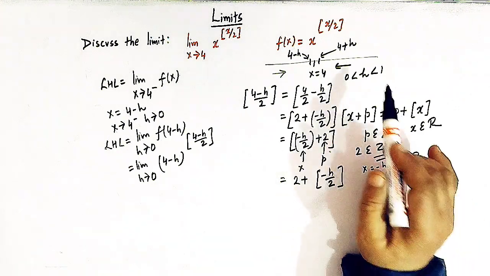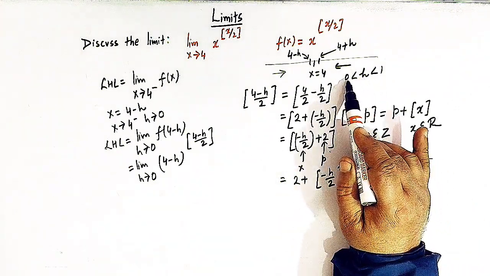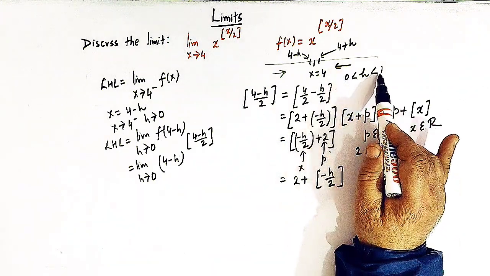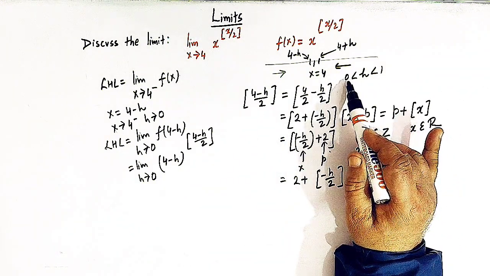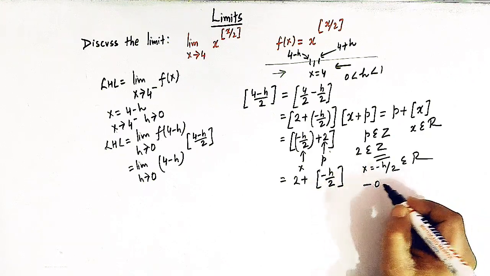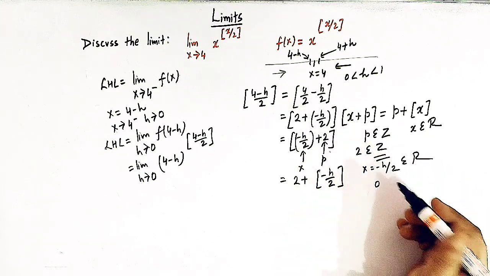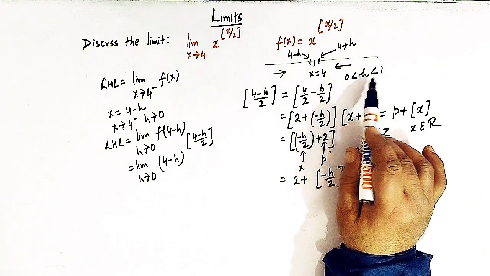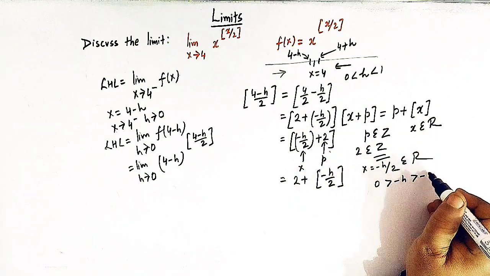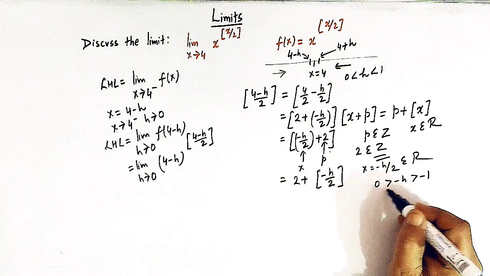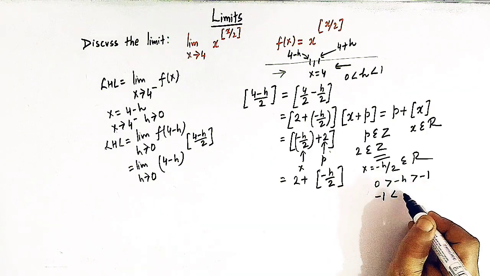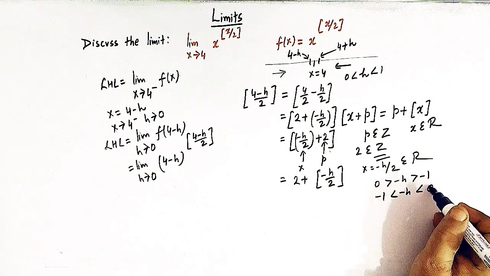Okay, now see here, h lies between 0 and 1. So if we multiply this inequality throughout by negative 1, we have minus 0, that is simply 0, and the direction of the inequality gets reversed. So we have minus h, here we have minus 1. So rewriting this inequality as minus 1 less than minus h, then here we have 0.